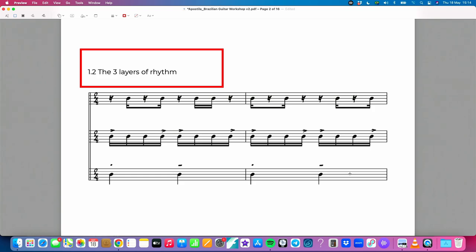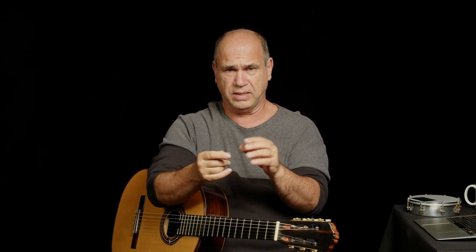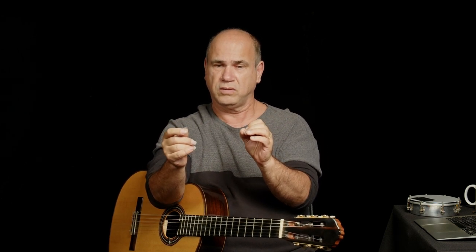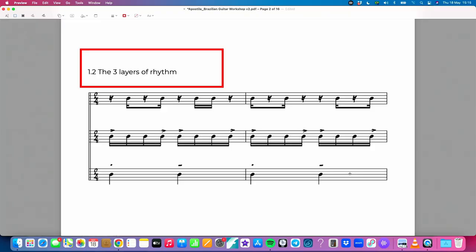So you have the bottom level that's playing one and two, right? It's the third line. It's playing only one and two. The one is short and the two is long. So you have this sound. Bi, bom, bi, bom, bi, bom, bi, bom, bi. And this is played by an instrument called surdo, which is a very big tom.